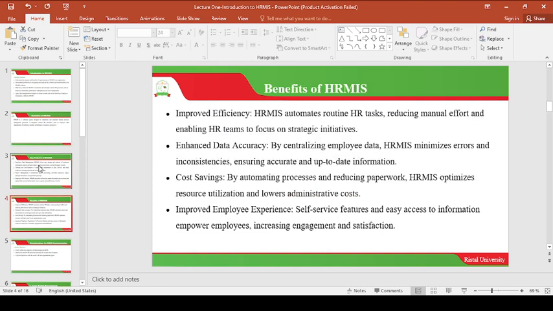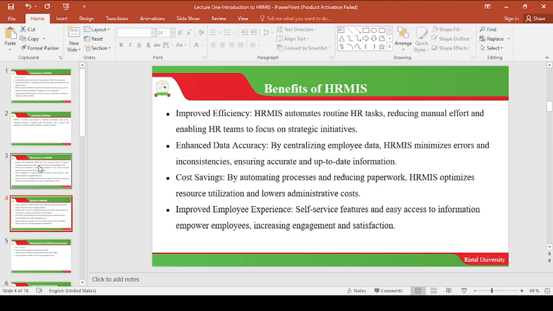Now let us look at the benefits or importance of human resource information system. One is it improves the proficiency. It can automate routine HR tasks, reducing manual effort and enabling HR teams to focus on strategic initiatives. For example, if you want to get employees' documents, do you need to go and start looking file by file if you're using the system? All you need to do is type the employee's name, then search. All information you want will be available for you. What you need to do is just to bring them out. So that is how it improves your efficiency in the human resource department.